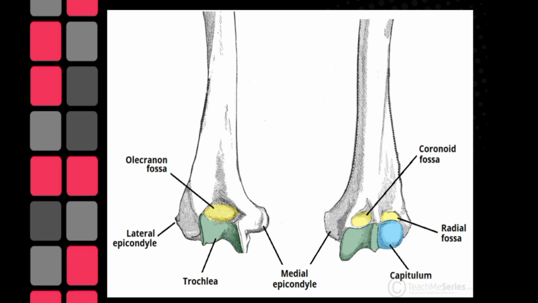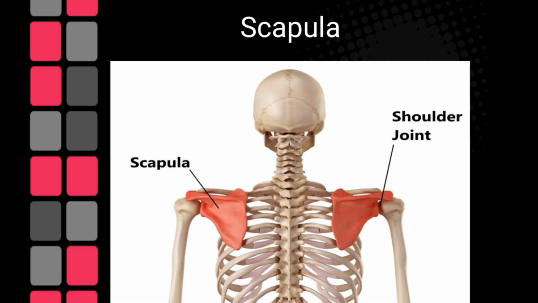This is the distal end. This is the olecranon fossa, lateral epicondyle, medial epicondyle. Here is the trochlea. Here you can see two fossae, coronoid fossa and radial fossa. Medial, we have already discussed. This is the medial epicondyle, this is the lateral epicondyle. This is the capitulum. Our next bone is scapula.